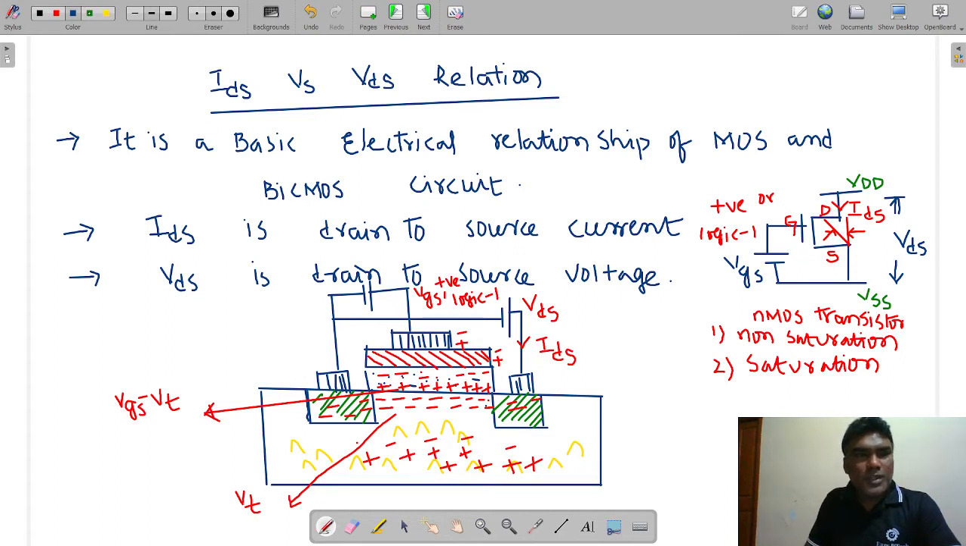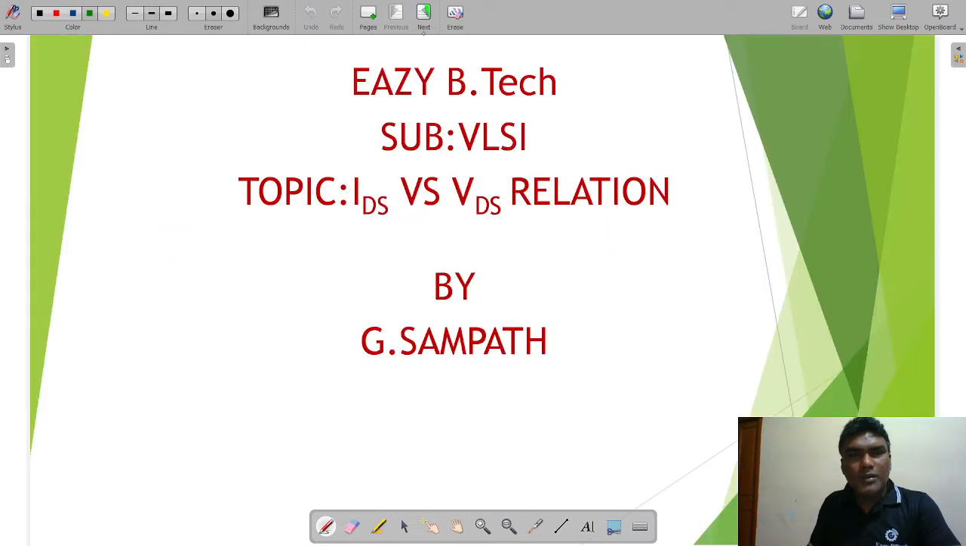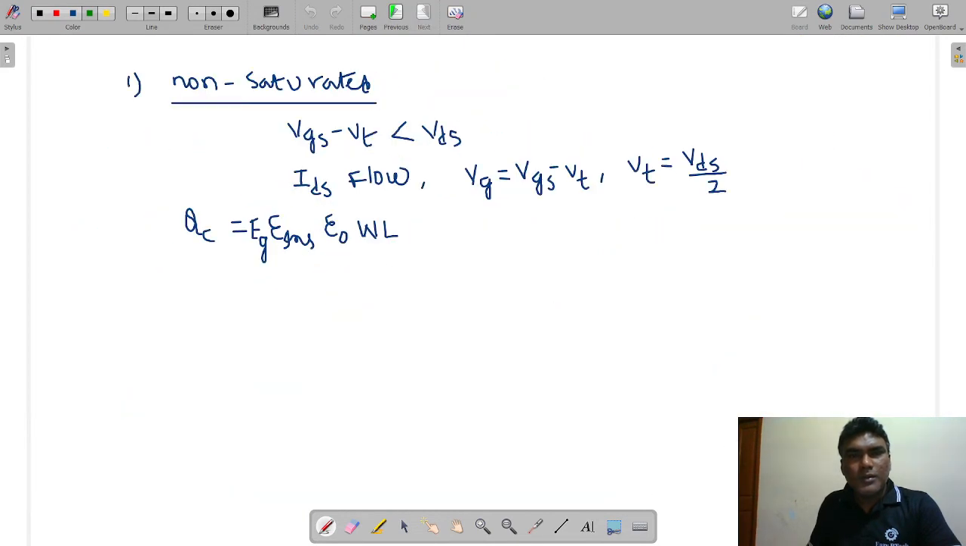So you can say this is the width W, the width of the polysilicon, and this is the length of the channel. W is the width of the polysilicon, L is the length of the channel. So let's write this one.